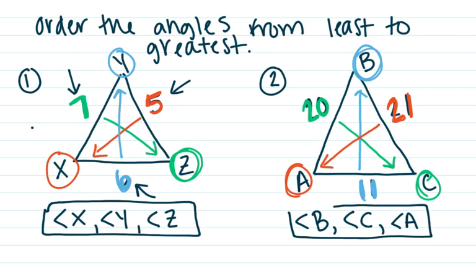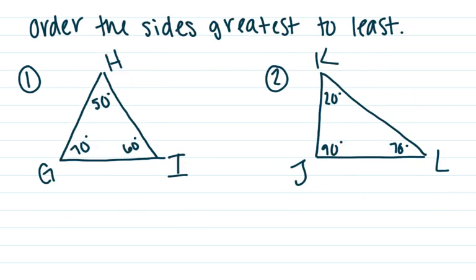Even though I don't have any angle measurements, I have no idea what those angles actually measure, I can put them in order from least to greatest because their corresponding side is either the biggest or the smallest or the one in the middle. Okay. Now this works the other way as well. If I have the angles, I can actually order the sides.